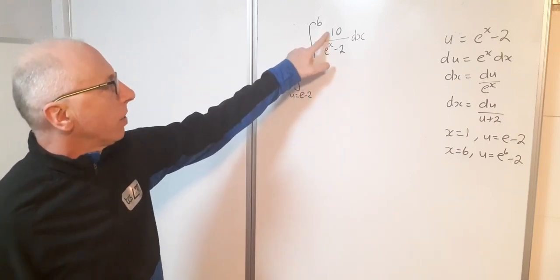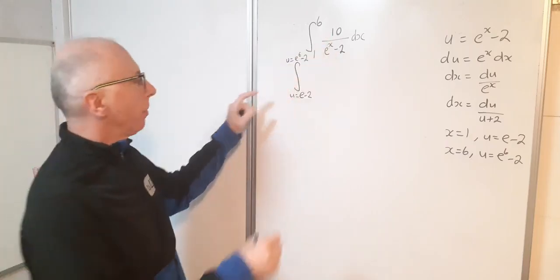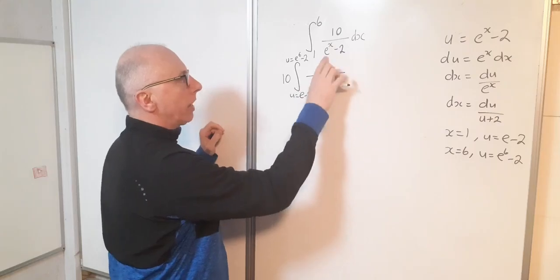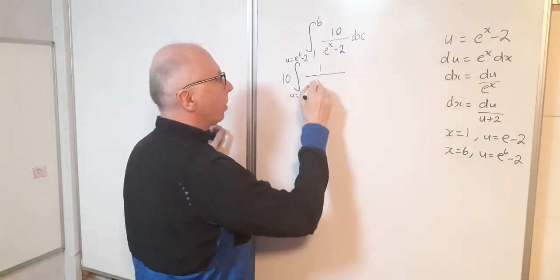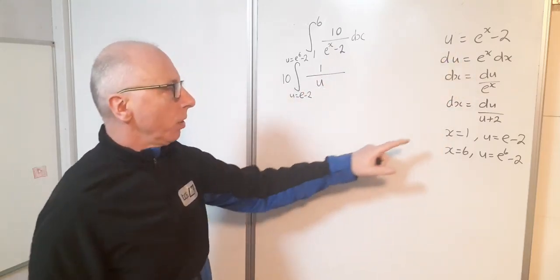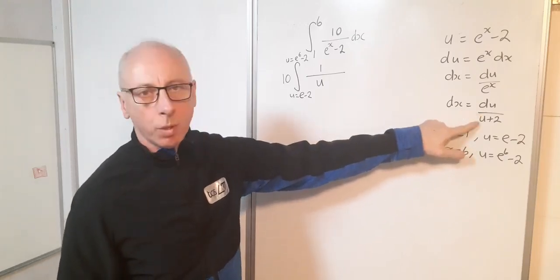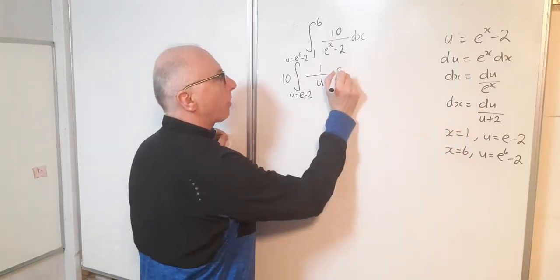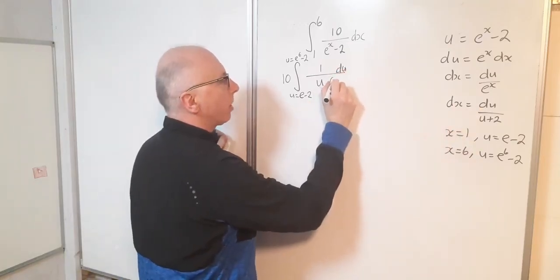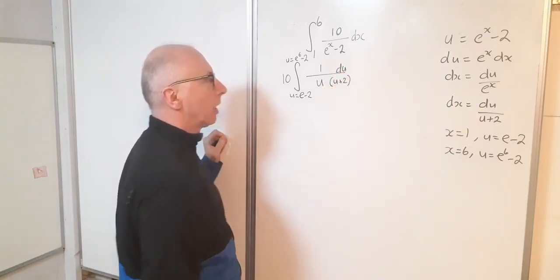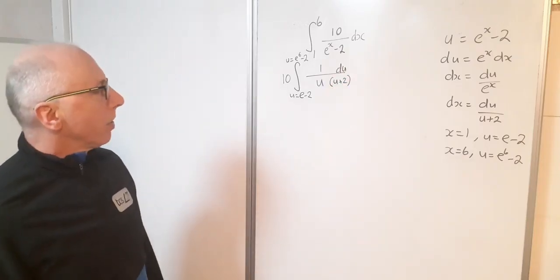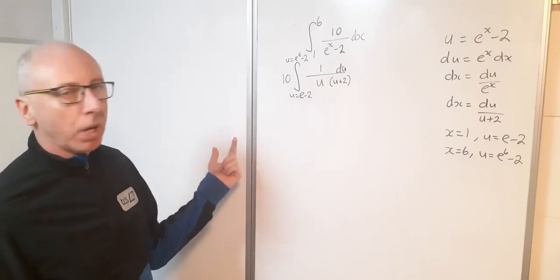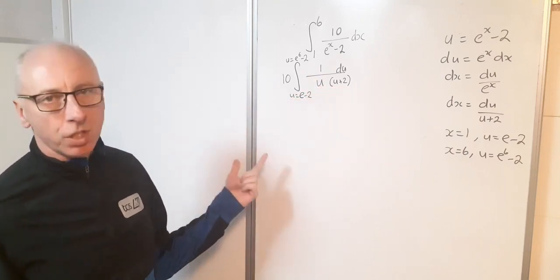And then here I've got 10, which I'm going to bring out to the front. And then so I'm left with a 1. Then e to the x minus 2 is just my u. And then my du, I've got u plus 2 in the denominator, so that's my dx replaced with all of that. So now I've got du and then u plus 2. Okay, so now I've got 1 over u times u plus 2. So now I've got a partial fraction decomposition situation.